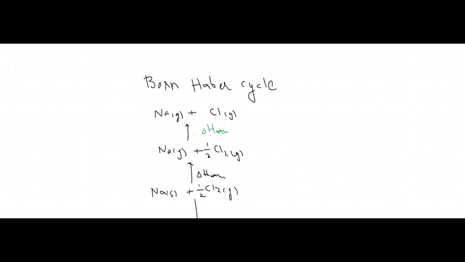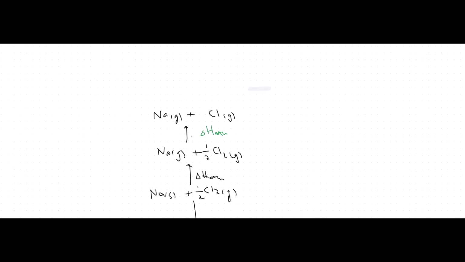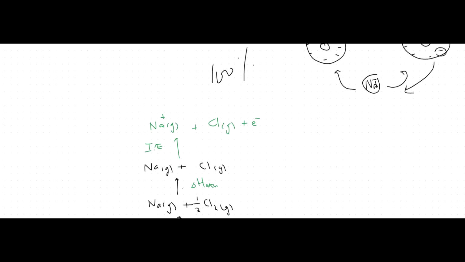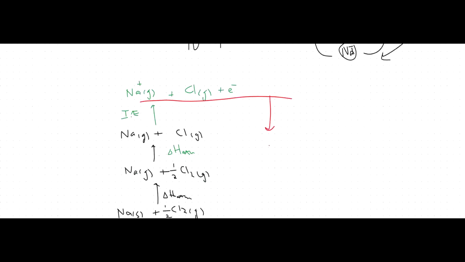Then the next is ionization of the sodium, converting into gaseous sodium ion. This is first ionization energy. Chlorine stays the same. Plus we have 1 electron, because the electron was lost from the sodium atom. So the next, we don't have to put it here. The arrow will move down because chlorine is going to gain that electron, converting into chloride ion plus sodium ion.